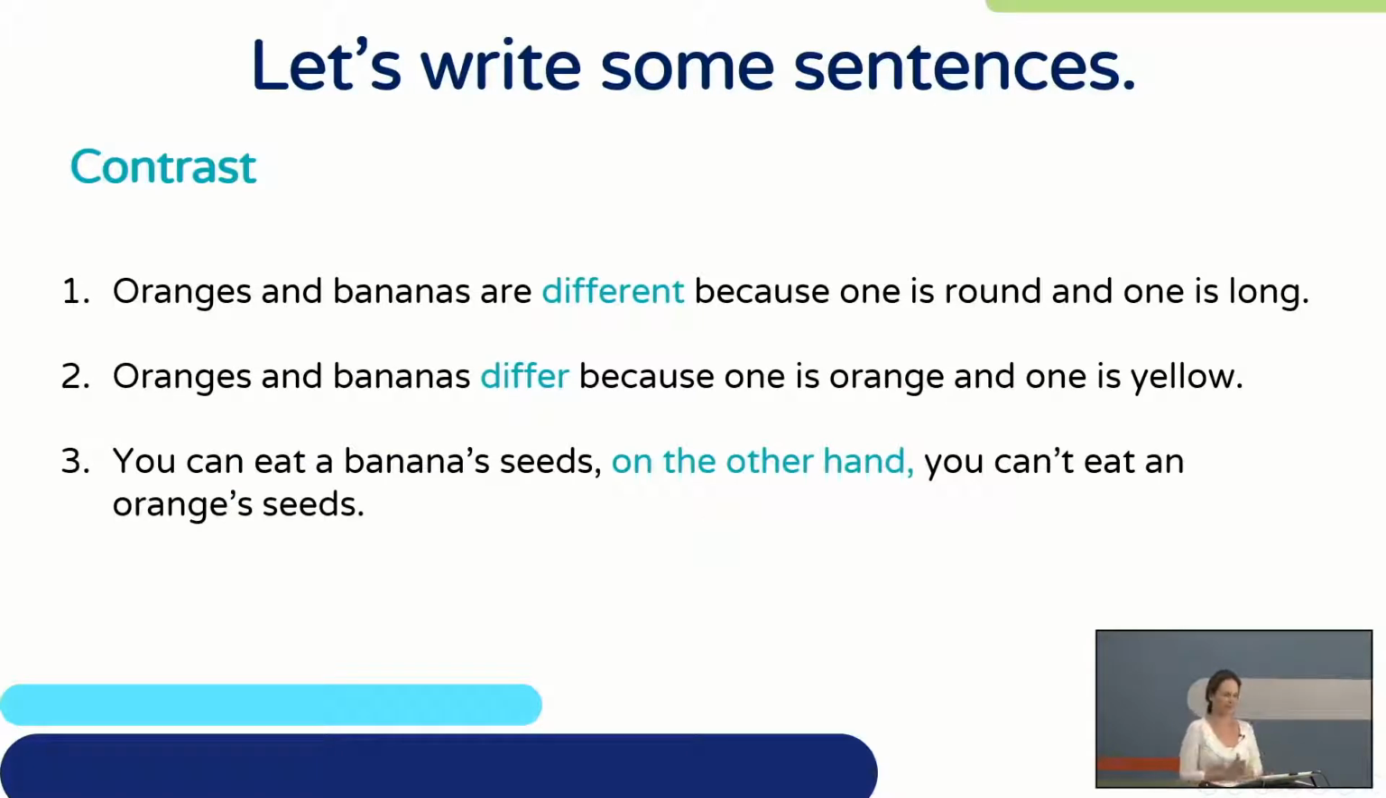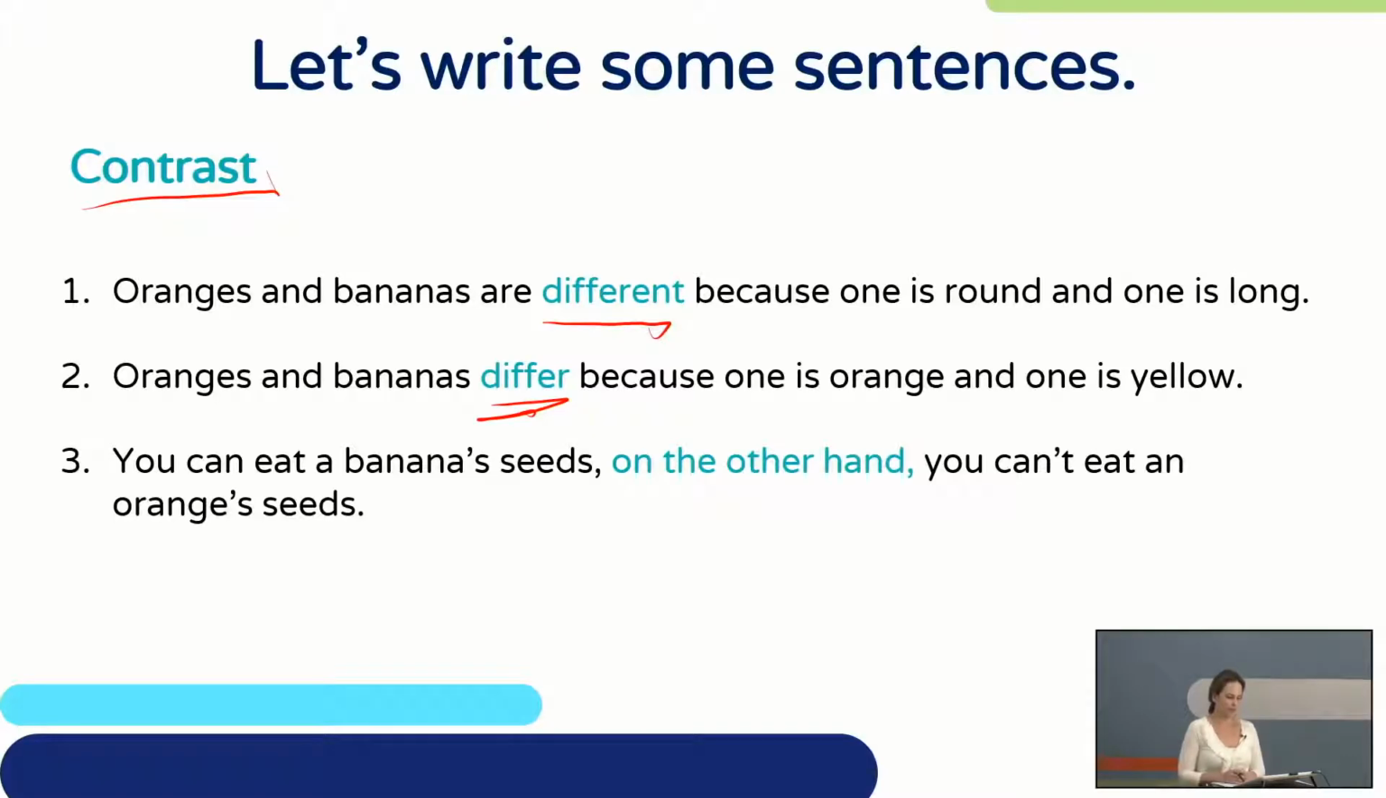Okay. So remember, all these sentences are saying how things are different, how the bananas and oranges are different. Number 1, oranges and bananas are different because one is round and one is long. You notice the word different? That's my signal word to know that I need to say how they're different, or I'm contrasting them. Different means to contrast, say they're not the same. Number 2, oranges and bananas differ, here's my signal word, because one is orange and one is yellow. Exactly. It's a good example showing how they're not the same. They're 2 different colors.